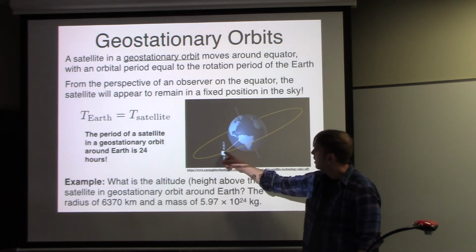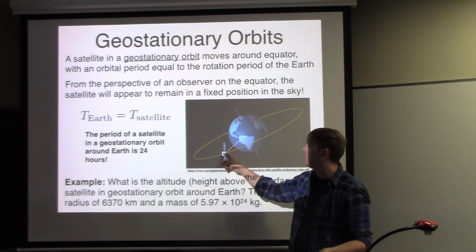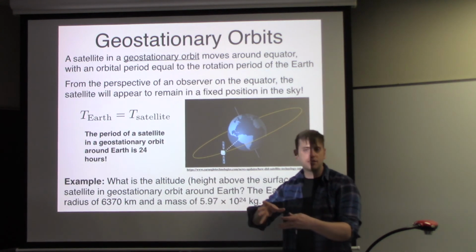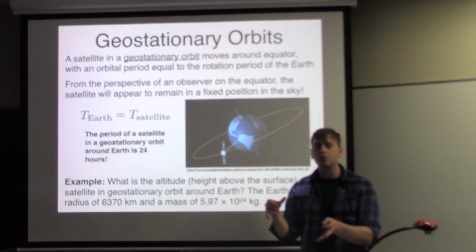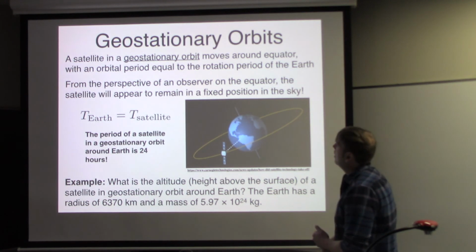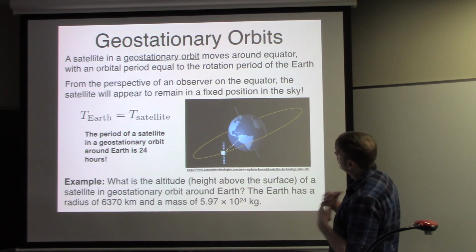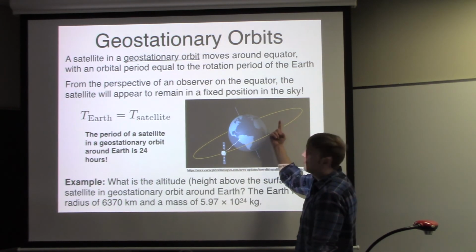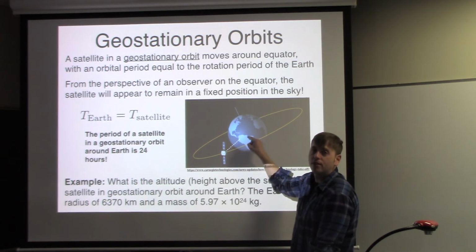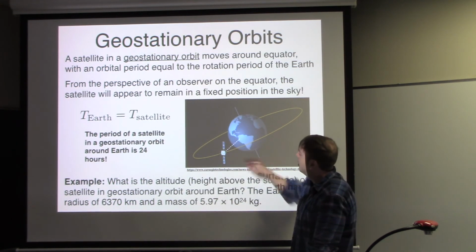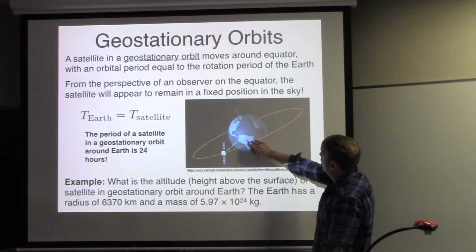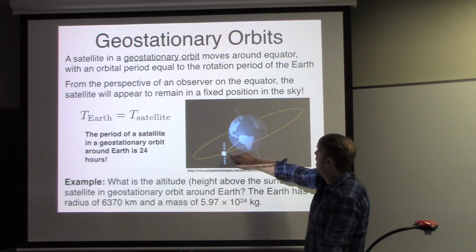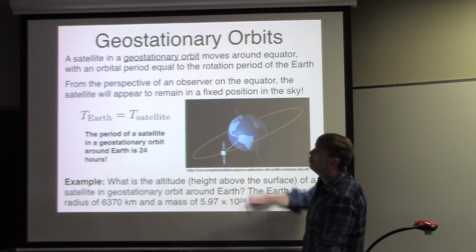If I have a satellite in a geostationary orbit, its period is going to be 24 hours, because that's exactly how long it takes for the Earth to rotate one time. The satellite is moving around the Earth at exactly the same rate as the Earth is rotating, and that means from the perspective of someone on the ground, it looks like the satellite is just staying in a fixed position overhead. It looks like it's not even moving.